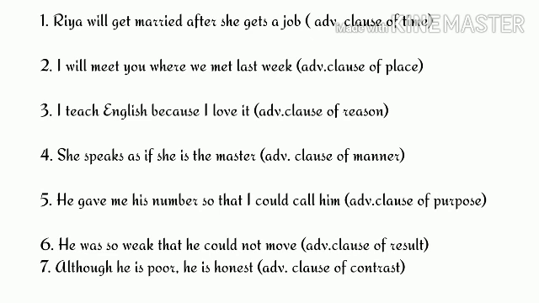So she speaks is the independent clause. As if she is the master is the subordinate clause, starting with the subordinate conjunction as if. So here, how does she speak? As if she is the master. It answers the question how. It tells us in which manner she speaks. So here, as if she is the master is the adverb clause of manner.